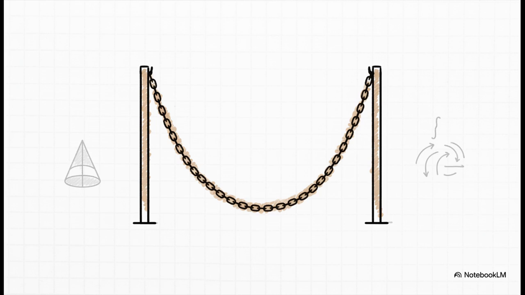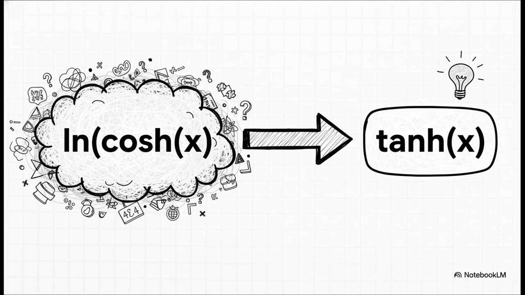They also show up in special relativity and are essential for solving certain complex equations. Even in basic calculus, they offer these elegant little shortcuts. For instance, if you had to find the derivative of the natural log of cosh of x, that looks pretty intimidating. But the answer simplifies beautifully to just the hyperbolic tangent, or tanh, of x. It's just a clean, simple solution to what looks like a really messy problem.